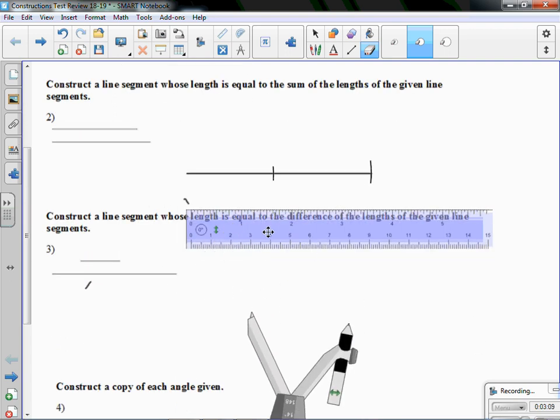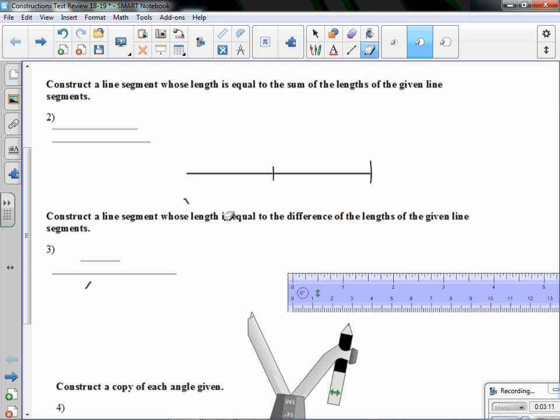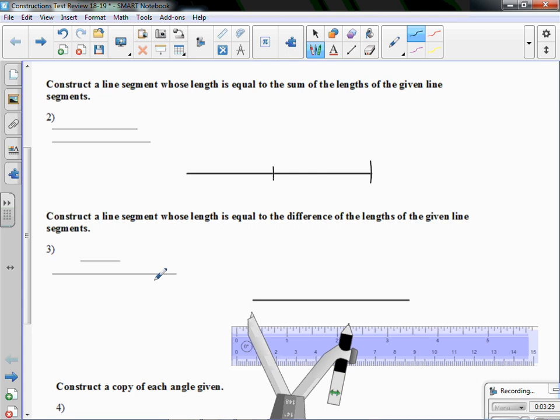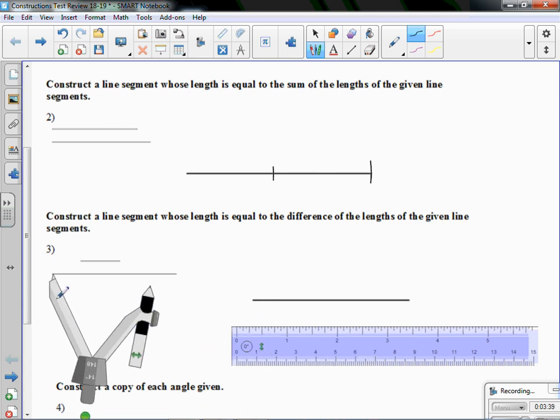Alright, next one is construct a line segment whose length is equal to the difference of the lengths of the two segments. So this time we're going to still follow kind of the same process to start off with. Start a segment longer than the longest segment. And then we're going to measure the length of the long one first with our compass.